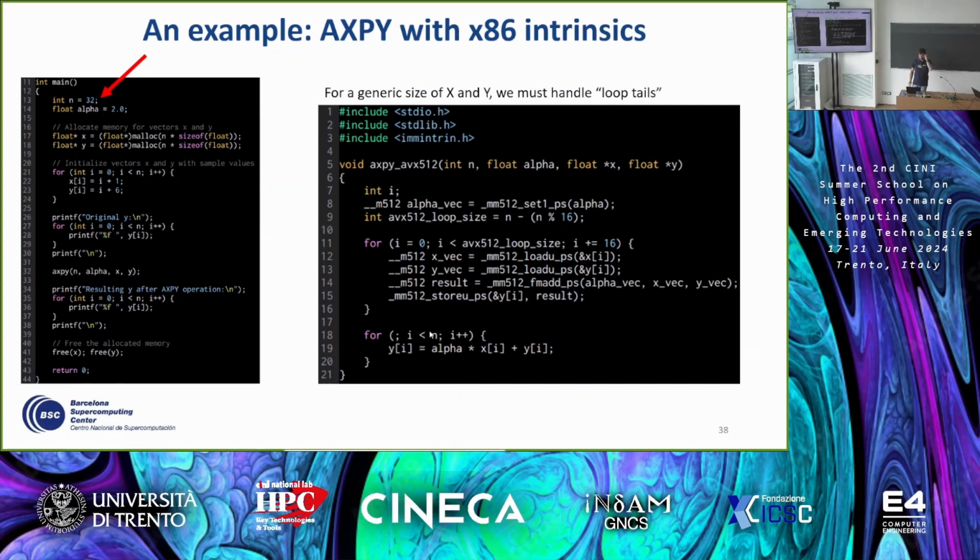What else? What else do we need to? Yes. Yes. Yes.